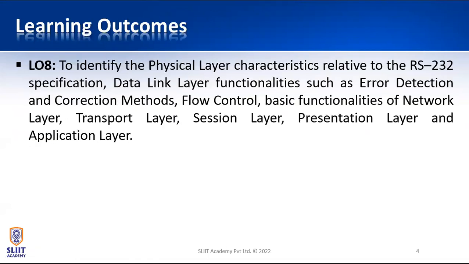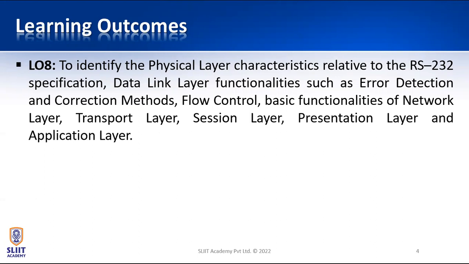This new lecture is based on learning outcome 8, where we are going to study the physical layer, the data link layer, and their basic functionalities and features. Basically, you will learn a specification called the RS-232 standard under the physical layer. And also you try to identify what are the 7 layers available in the ISO OSI 7 layer networking model and the TCP/IP network model.